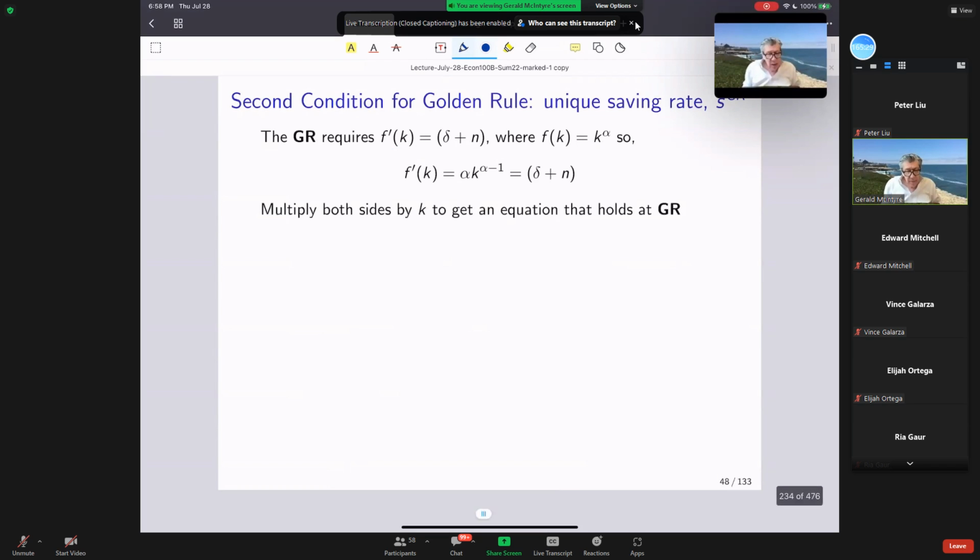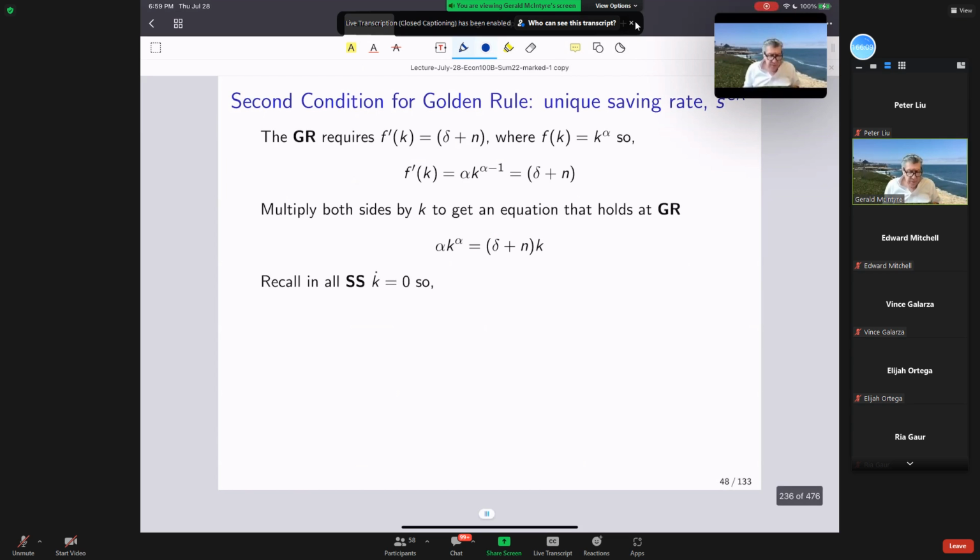The next step, I'm going to multiply both sides by small k, and I get this expression. I get delta plus n times small k on the right, and on the left, when I multiply by small k, that minus 1 in the exponent disappears, and I have alpha times k to the alpha equals this, which is the regular old break-even line. This must hold at the golden rule.